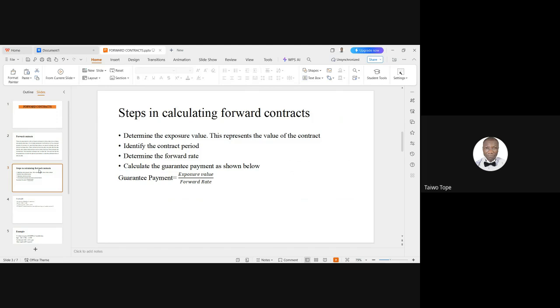Once you identify that, you must identify the contract period. Is it a 1 month forward contract, 2 month forward contract, 3 month forward contract, and so on and so forth? And you must be able to determine the forward rate. Yes, some rates can be given either in premium or discount. You must be able to determine that. And once you determine that, you calculate the guarantee payment by dividing the exposure value by the forward rate. Then you get the guarantee payment.